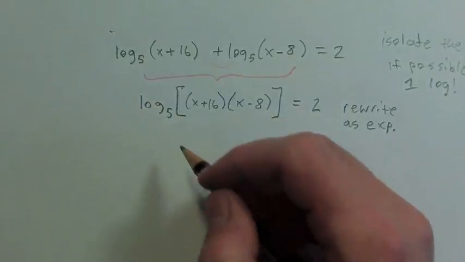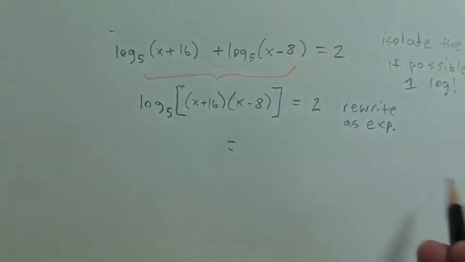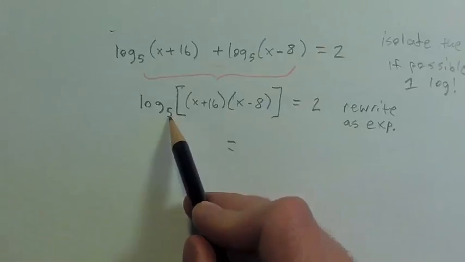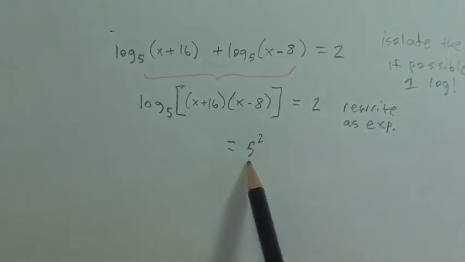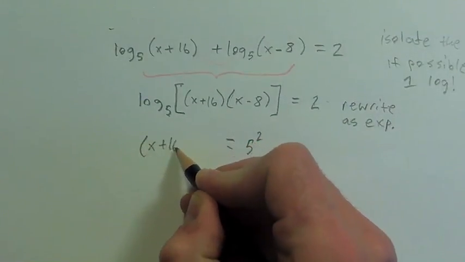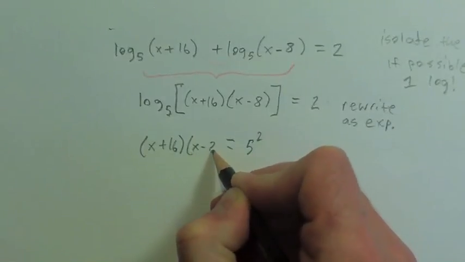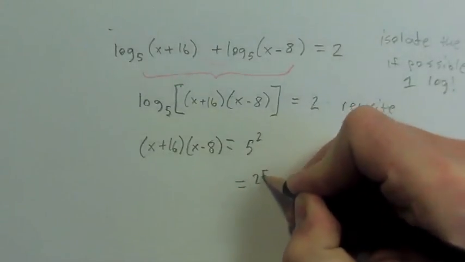To do that, our base is 5. It's 5 to some power, the 2. The base is 5, the power is 2, and the value is this thing here, this x plus 16 times this x minus 8. And there we go. We get x plus 16 times x minus 8 is equal to 5 squared. So this side is going to be 25.